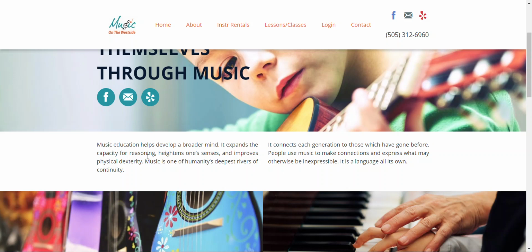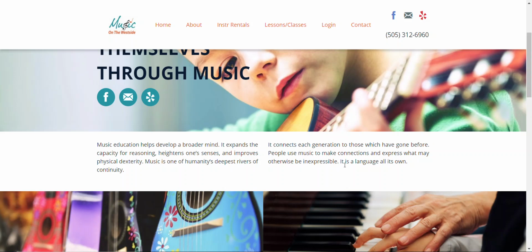Okay, so music education helps develop a broader mind. It expands the capacity for reasoning, heightens one's senses, and improves physical dexterity. Music is one of humanity's deepest rivers of continuity. Okay, well written, pretty language, nice ideas, but the writer is making a case for music. It's not making a case for taking music lessons here at the studio. But I'm going to go ahead and read on.